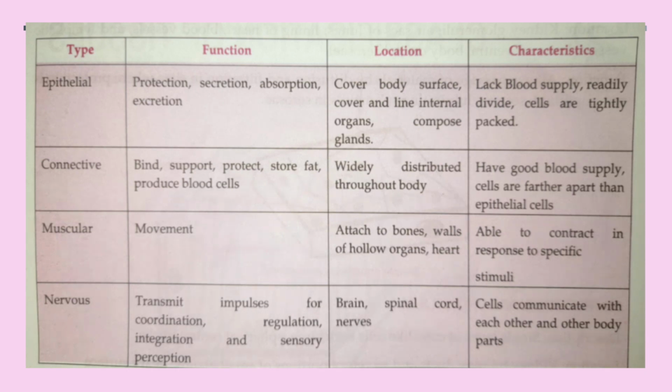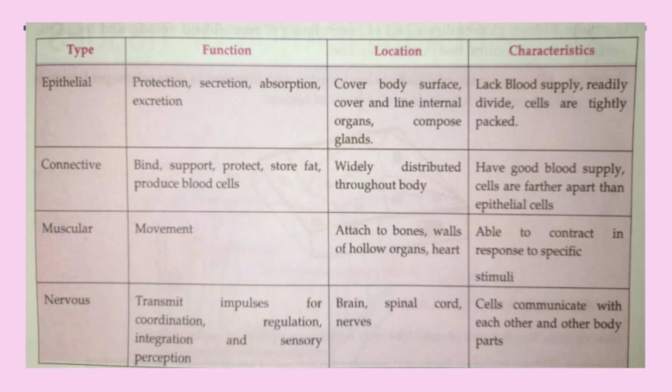The other type of tissue is connective tissue. Its functions are to bind, support, protect, store fat and produce blood cells. Its location is widely distributed throughout the body. Characteristics: it has a good blood supply, and cells are further apart than the epithelial cells.